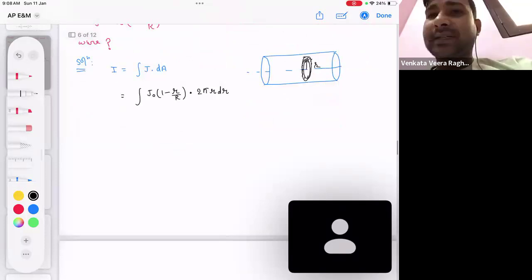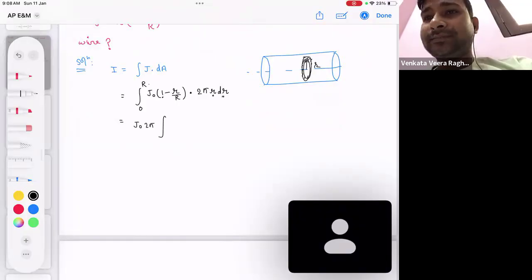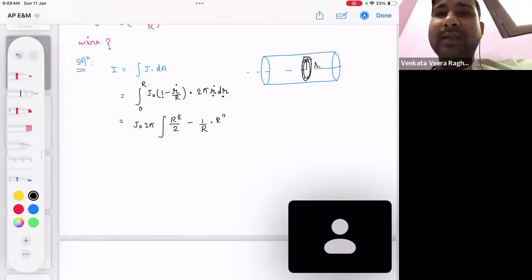Now let's simplify it, and for the complete conductor, the current will be the integration from 0 to R. J naught outside, 2 pi outside, and next we have 1 into r into dr. So the integration of r dr will come r square by 2, minus 1 by capital R. Next we have r square dr, which means r cube by 3, and we have kept the limit also there, isn't it? So this is what we have.